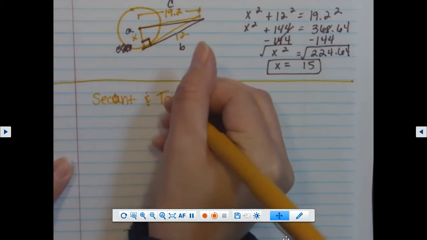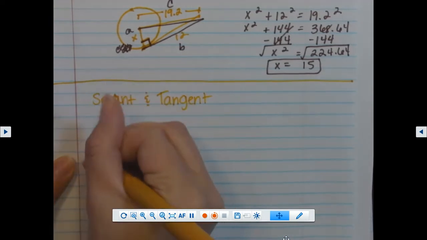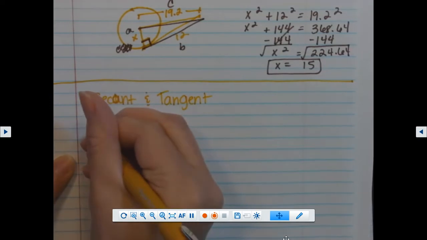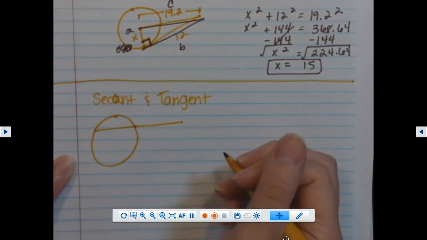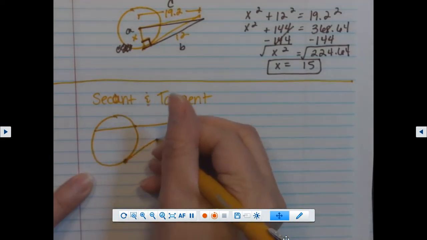Okay, so the secant and the tangent. Remember that a secant goes inside the circle and outside. The part that's inside is known as the chord, and then it just keeps going. And then the tangent does not go inside the circle.